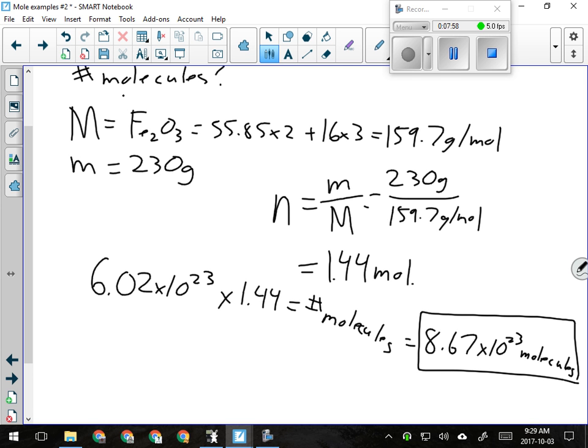Now the marks for that one, again, this is a 4-mark question. 1 for the givens, 1 for calculating the number of moles, 1 for doing this operation, and 1 for the final answer.